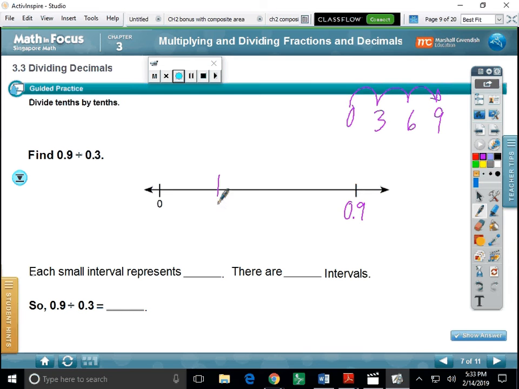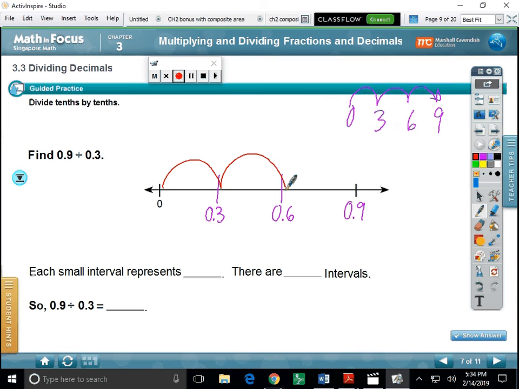I need to draw 2 lines. So if you hold up 3 fingers, you can see that there are 2 separations in between. I need to draw 2 lines to get 1, 2, 3 equal intervals. From 0 to the first stop would be 0 and 3 tenths. And I'm going to add on another 3 tenths. So 3 tenths plus 3 tenths gets me 6 tenths. And if I add another 3 tenths, I'd be at 9 tenths.